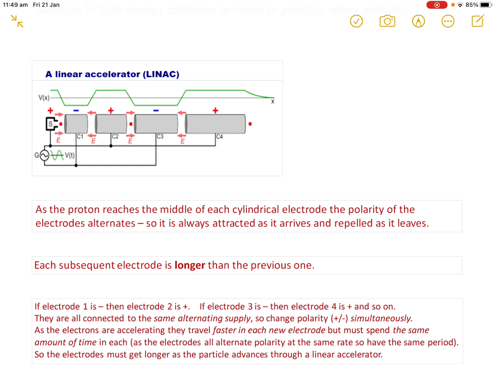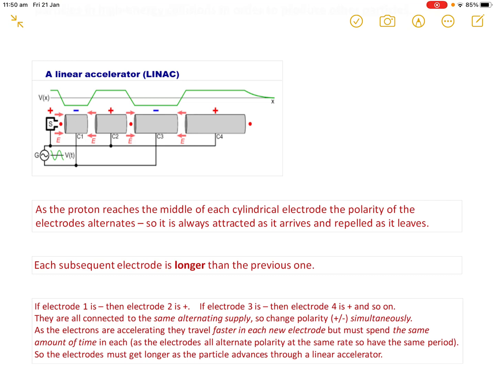Now, it's all timed very, very carefully so that as a proton is arriving at electrode 1, a proton is leaving electrode 2. Now, the timing and the speed have to be very, very carefully synchronized to make that happen. But what it does mean is that whenever electrode 1 is negative, electrode 2 is then positive, electrode 3 then is negative at that point, and electrode 4 is positive. So the diagram shows you a snapshot in time at an instant.